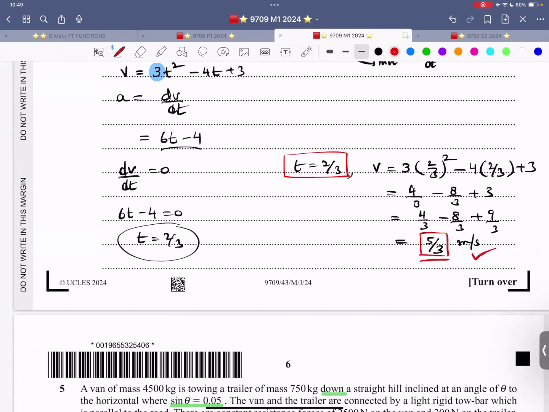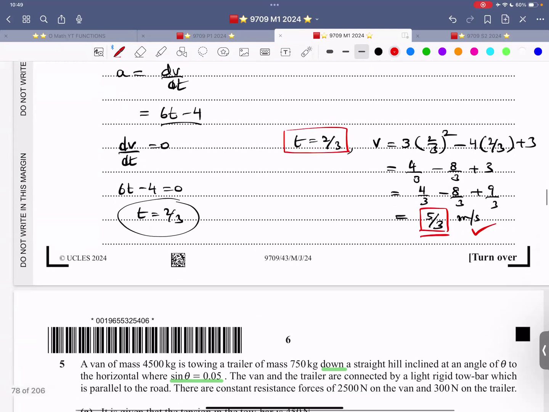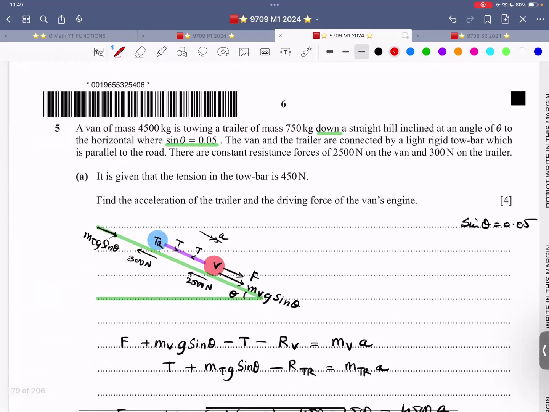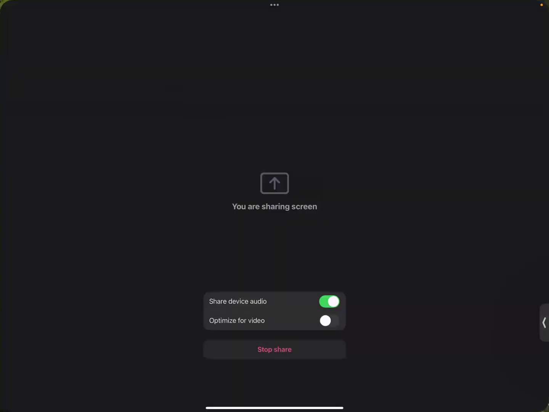answer. I did it without a calculator. There is no harm in using a calculator. That's personally your choice. So now let me pause for a second.